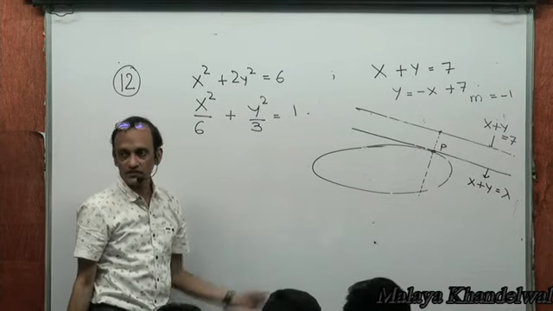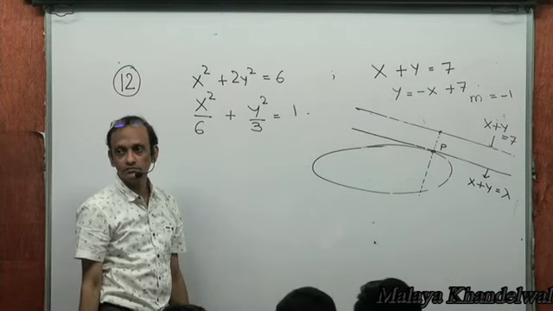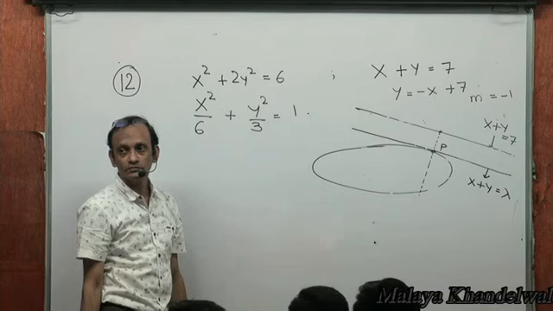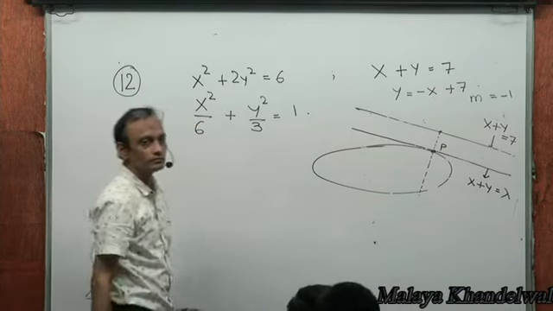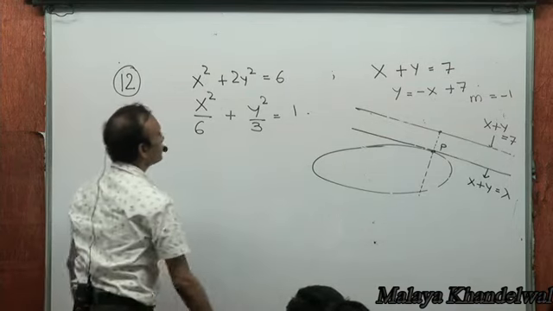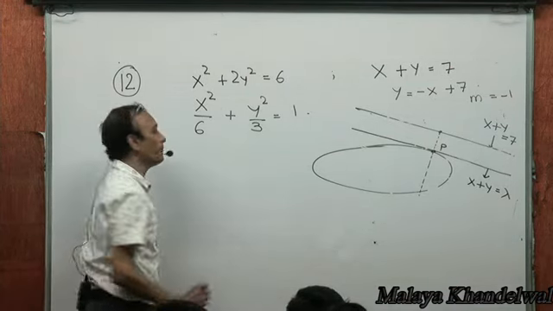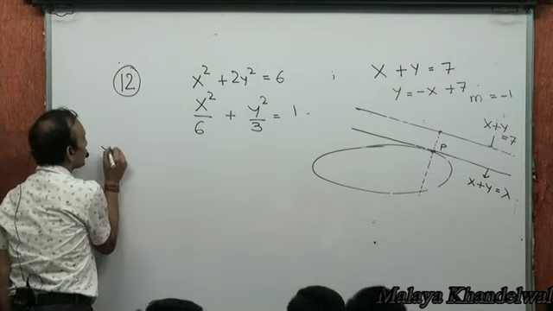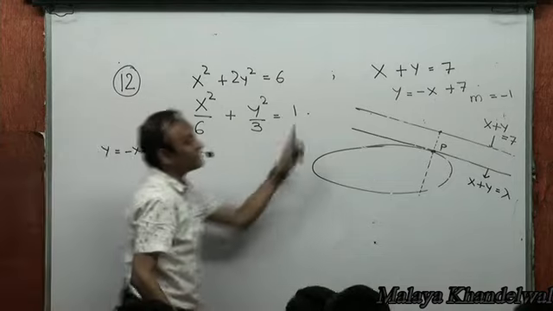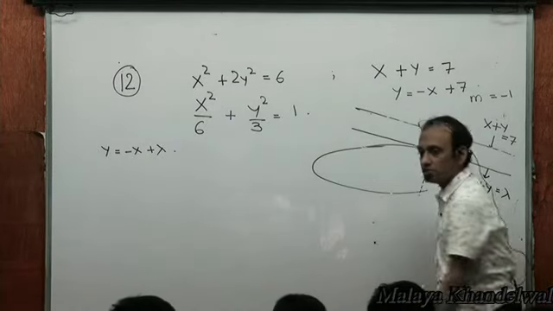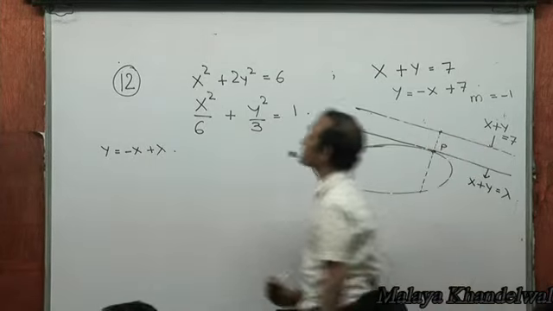I don't know. Let's figure out. How would I know? So we'll figure out. So you're right. If y equal to minus x plus lambda, so minus x plus lambda is a tangent. Y equal to minus x plus lambda is a tangent.